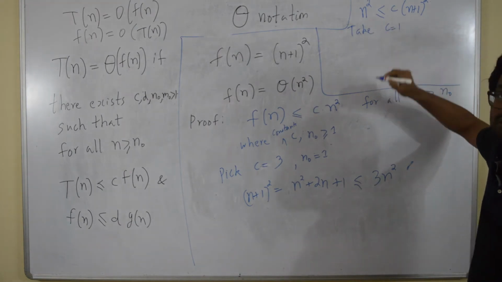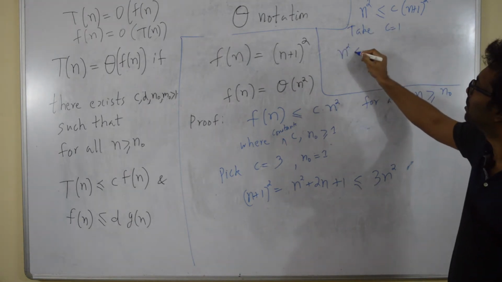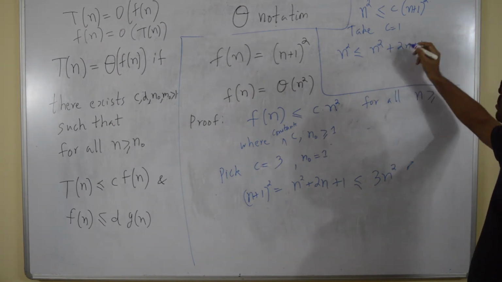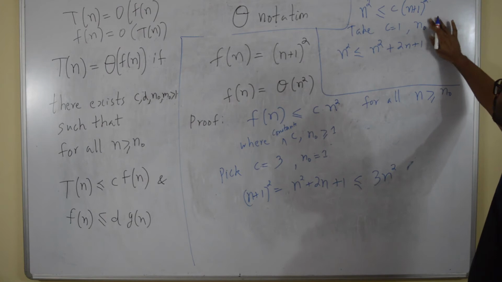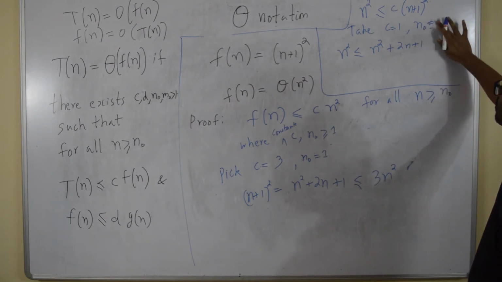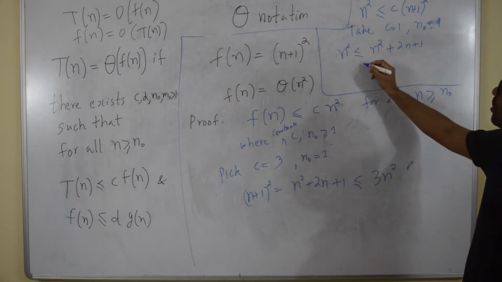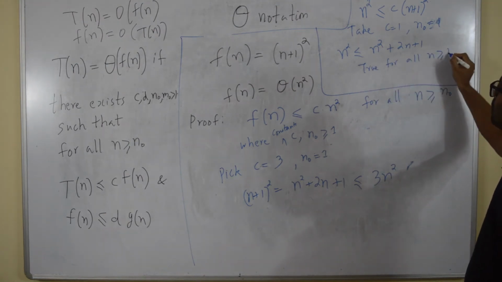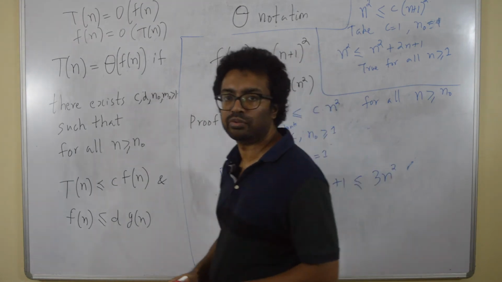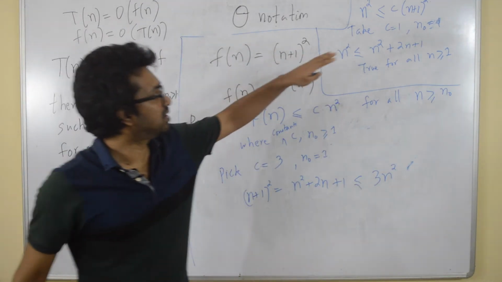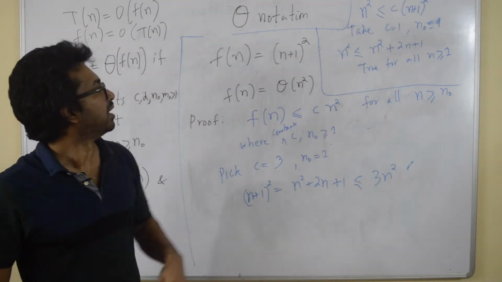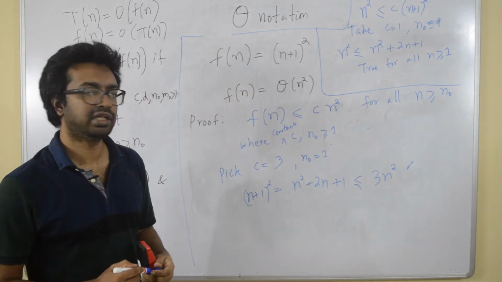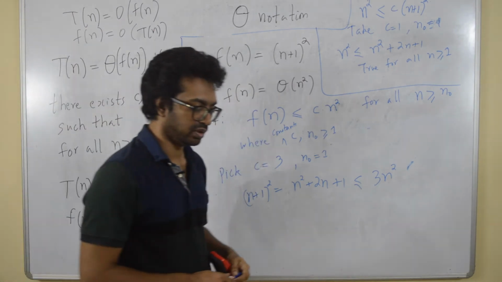Take c equal to 1. Then n square is less than or equal to n square plus 2n plus 1, right? This is true for all n greater than or equal to 1. So we have proved that this direction is also easy to see. n square is less than or equal to c times (n plus 1) square. So this implies that f of n is equal to theta n square.